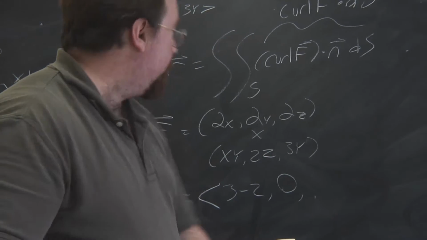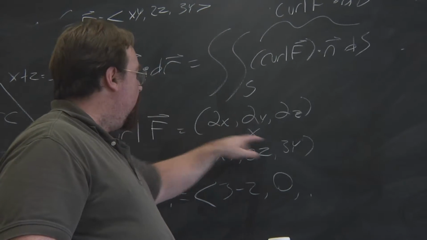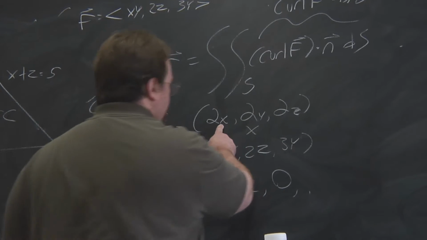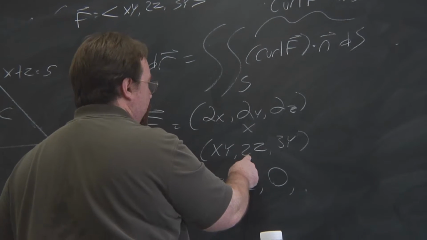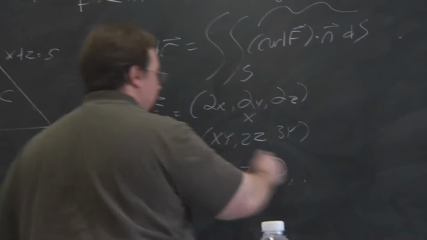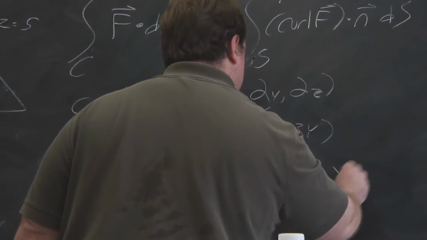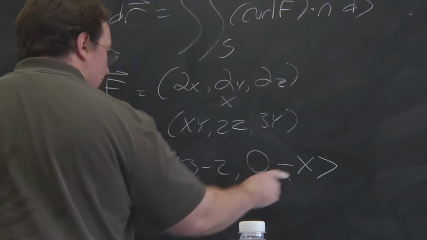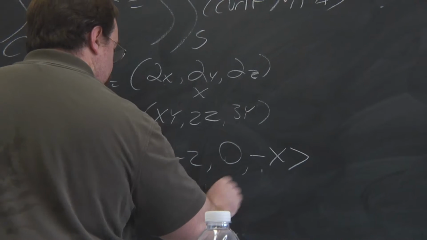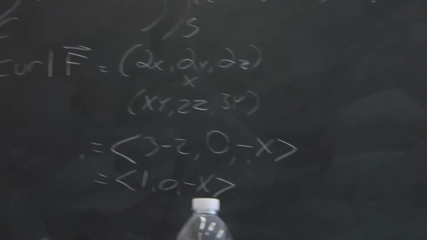Okay, so derivative with respect to x of 2z, which is 0, minus derivative with respect to y of xy is minus x. I believe I have x in the notes. So it should be minus x.